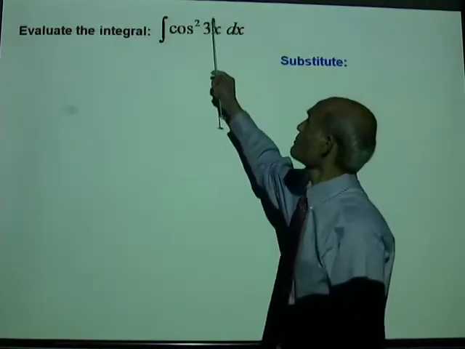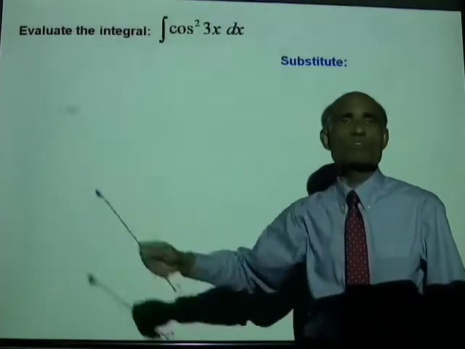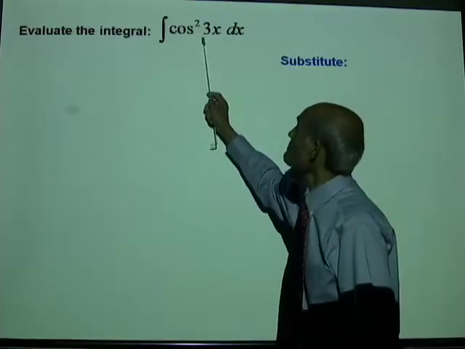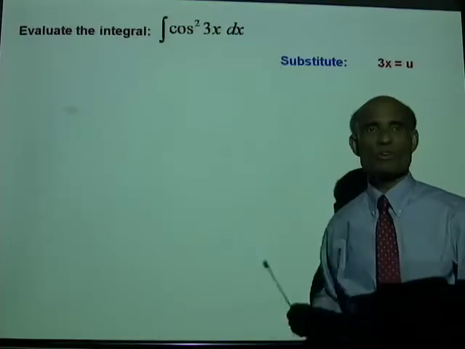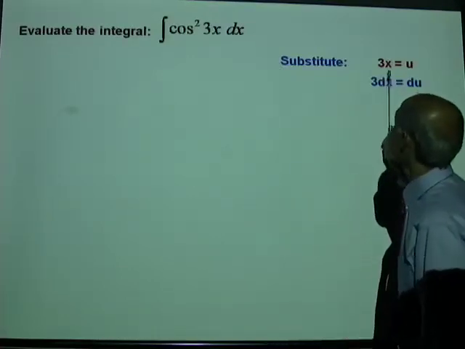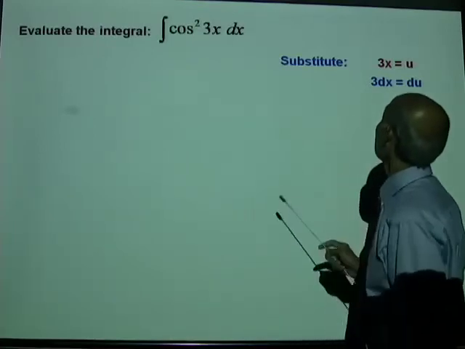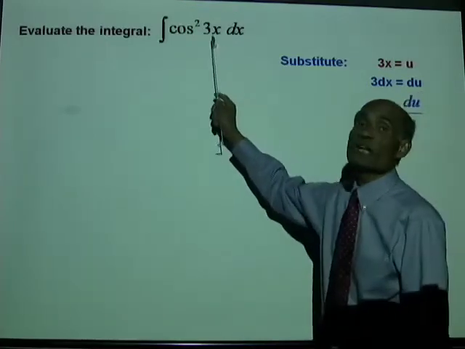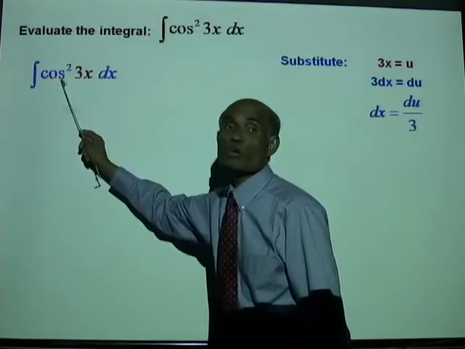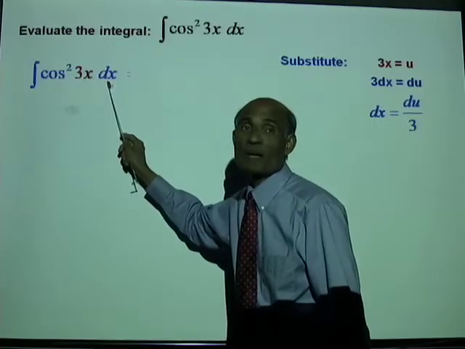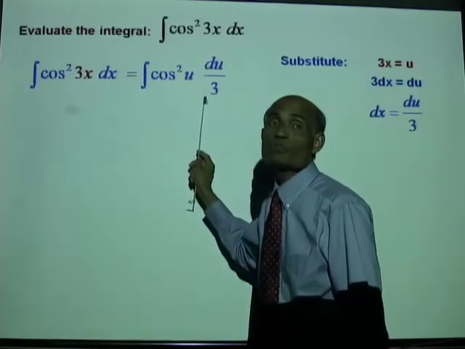Well, before going into that, let's deal with the 3x, although it is not very important. So let's substitute 3x equal to u so that it becomes a single quantity. If 3x equals u, 3 dx equals du, or dx equals du over 3. So what does this integral now become? It becomes integral cos squared 3x dx, which becomes integral cos squared u du over 3.